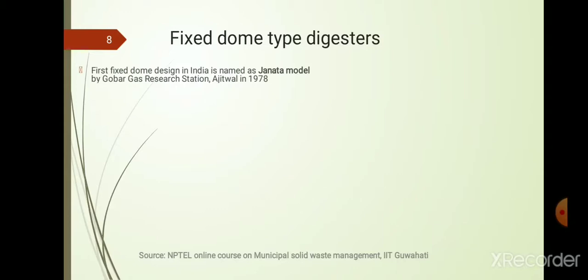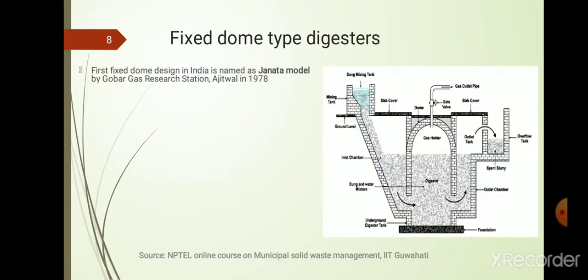And in India, the fixed dome design was first named the Janata model, by Gobar Gas Research Station, Ajitmal, in 1978. That is the first Indian version commercially available in this fixed dome category. This is a typical figure of the Janata model. You can see some slight differences. Instead of inlet and outlet pipes, we have some cylinder-like structures.